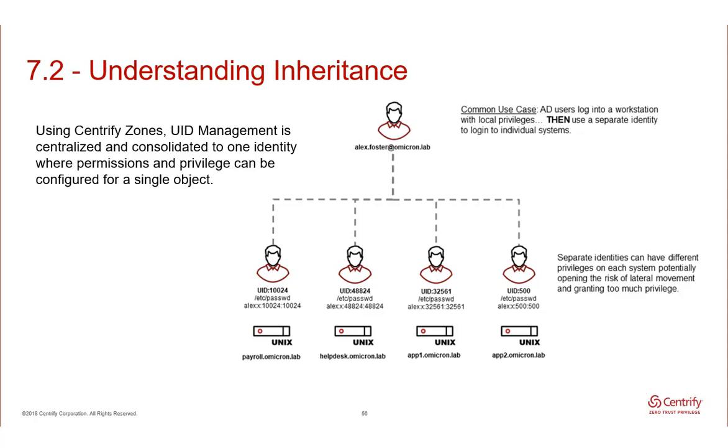In many cases, a UID for one user on one system may be the same UID for another user on a different system. This creates the biggest challenge of audit and accountability when permissions are applied to UIDs centrally. This also creates a security risk of lateral movement, which can often go undetected. Using centralized zones, the UID management is centralized and consolidated to one identity, where permissions and privilege can be configured for a single object.